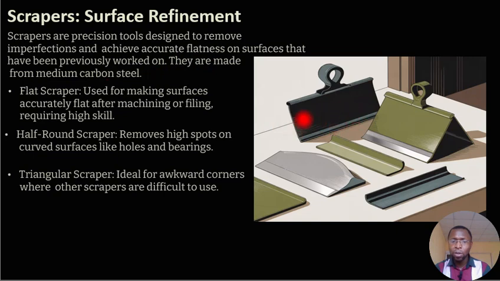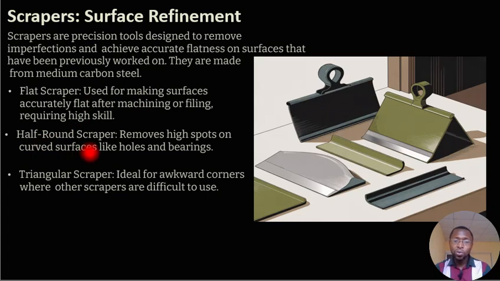Okay, this is a sample of it here. So it comes in different types too. We have the flat scraper. According to the name for scraping, right? It's used for making surfaces accurately flat. So if you want to get a perfect flat surface, you make use of a flat scraper. And we have the half round scraper.